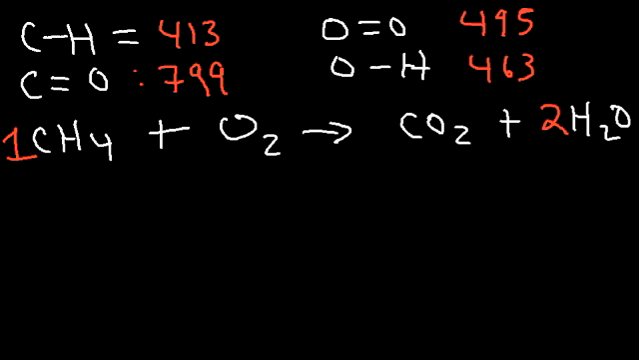Now we have 1 carbon atom on both sides, so we don't have to worry about that. But we have a total of 4 oxygen atoms on the right side, so we need a 2 in front of O2. So now the reaction is balanced.